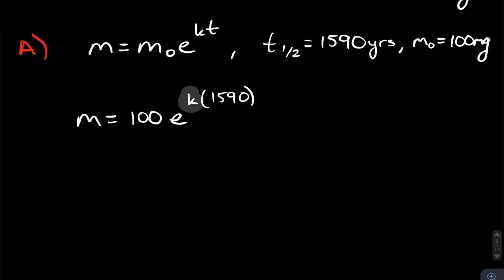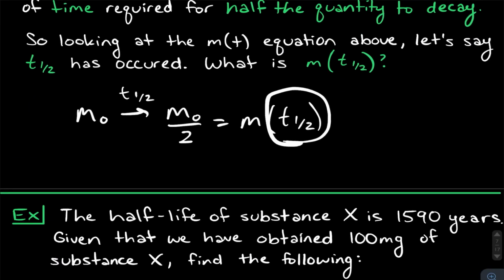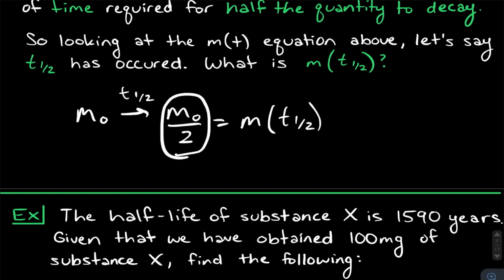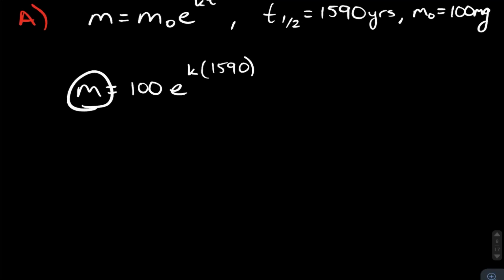But how are we going to solve for k if we don't know what m is? Well, this is where that trick comes in that we just talked about, right? After your half-life has occurred, you're left with a mass of half of your initial mass, right? So this m right here becomes 100 over 2, right? Because that's your initial mass just divided by 2.